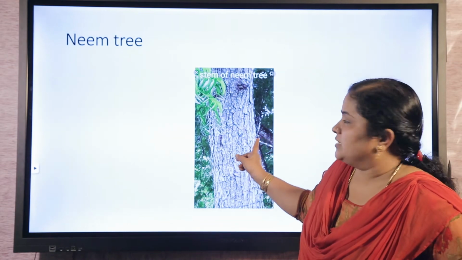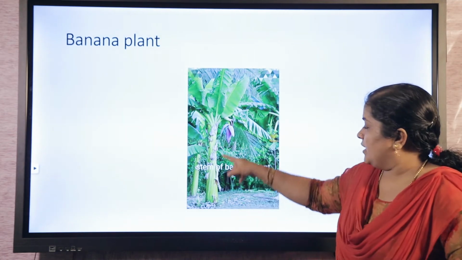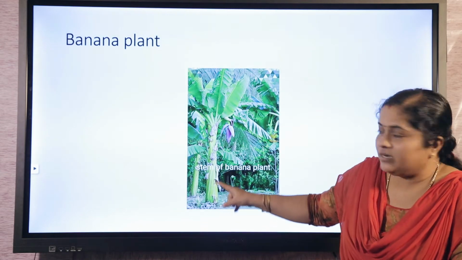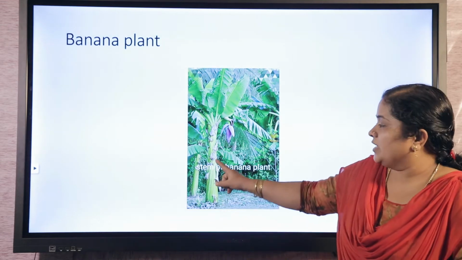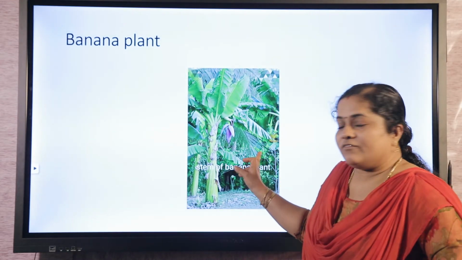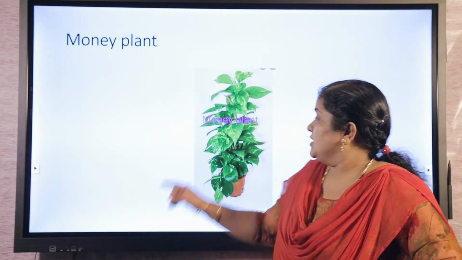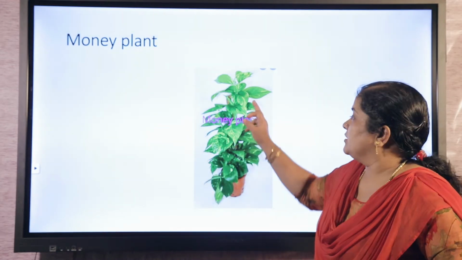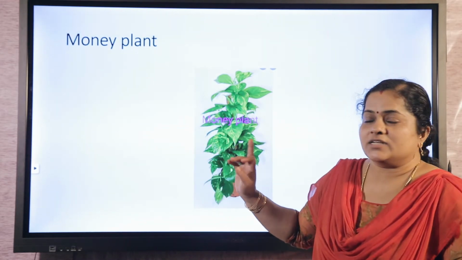Then I will show another picture. Just compare these. This is the stem of banana plant. That is green in color. It is soft, but it is thickened. Thick and soft green stem. Now one more example. This is the money plant. The stem is very soft, but it is green in color. So these are the three different varieties of plants we can see around us.